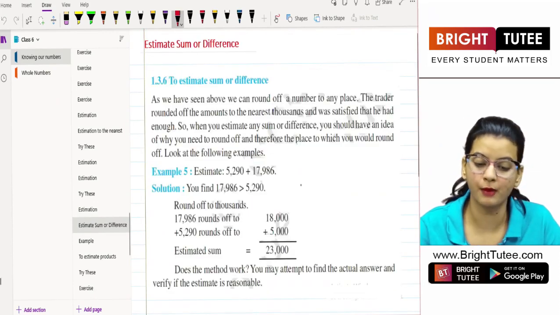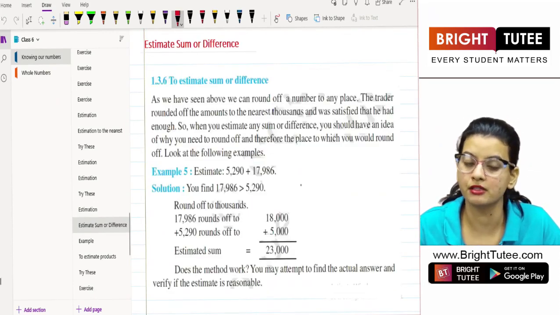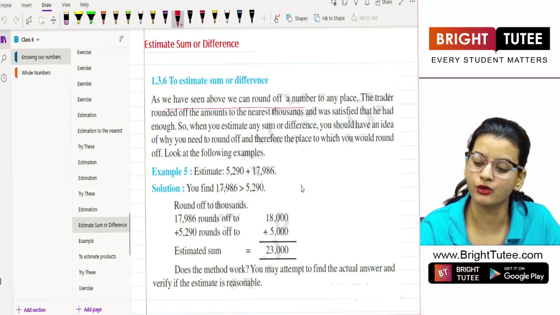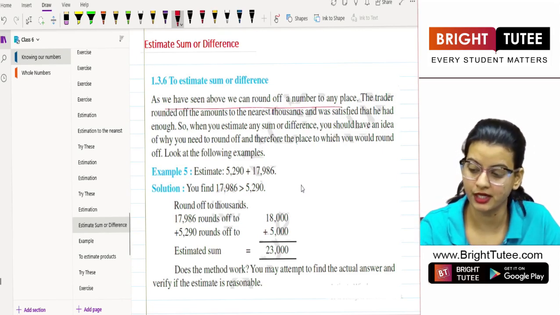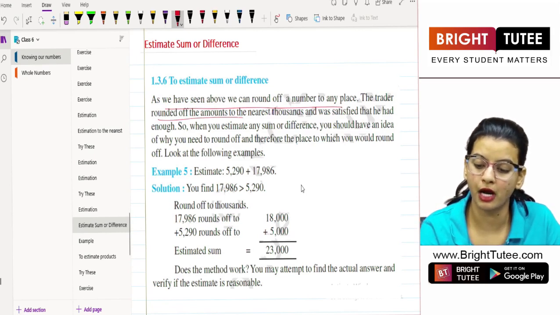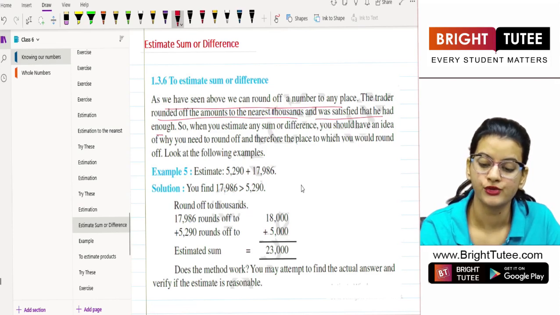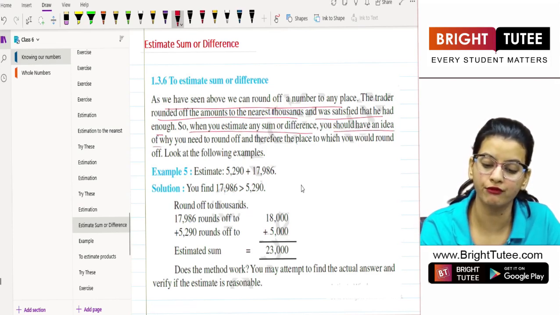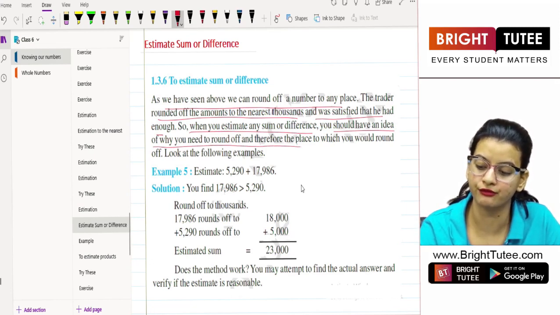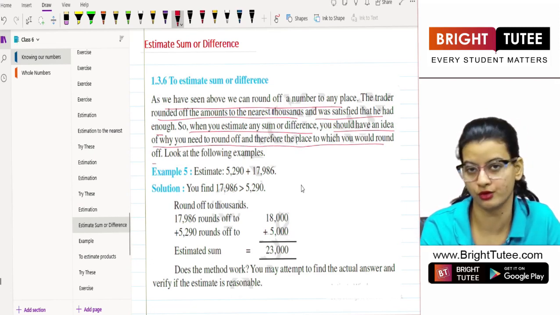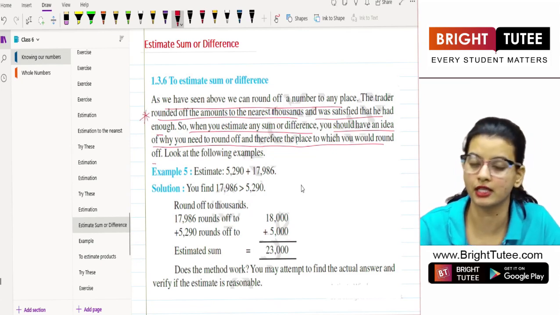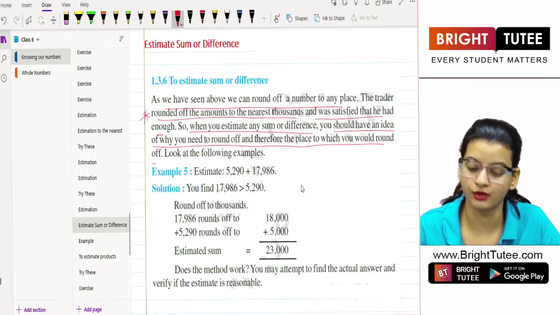Now, estimating sum or difference. Now, let's see about estimating sum or difference. As we have seen above, we can round off a number to any place, right? The trader rounded off the amounts to the nearest thousands and was satisfied that he had enough. So, when you estimate any sum or difference, you should have an idea of why you need to round off and therefore the place to which you want to round off. Okay, so it is very important. This is a very sensible decision that we should make when we are trying to round off things.